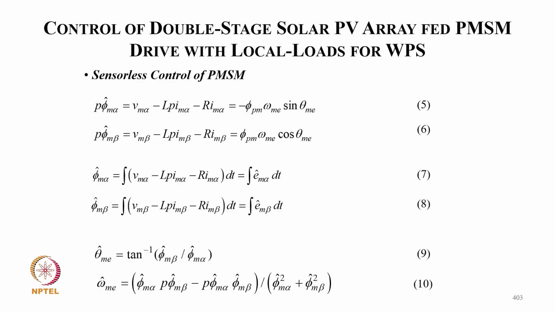So for sensorless control, p psi_m equals v_m minus L p i_m minus R i_m minus L p i_m omega_e sin theta, and p psi_m equals v_m minus L p i_m equals psi_pm omega_e cos theta. So we get psi_alpha, psi_beta as the integration of (v minus R i), that is the integration of the EMF, and theta_m equals tan inverse of psi_beta upon psi_alpha, and omega_e is the derivative of theta_m, the derivative of psi_alpha psi_beta divided by psi_alpha squared plus psi_beta squared.